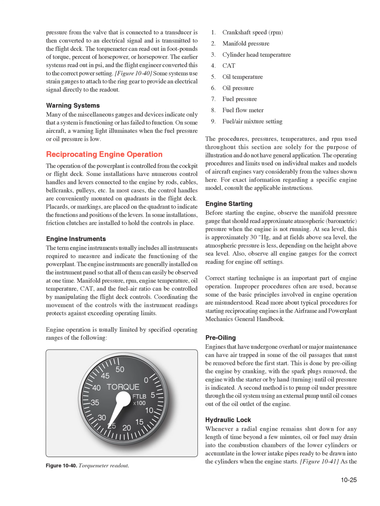The torque meter can read out in foot-pounds of torque, % of horsepower, or horsepower. The earlier systems read out in psi, and the flight engineer converted this to the correct power setting. In figure 1040, some systems use strain gauges attached to the ring gear to provide an electrical signal directly to the readout. Warning systems. Many of the miscellaneous gauges and devices indicate only that a system is functioning or has failed to function. On some aircraft, a warning light illuminates when the fuel pressure or oil pressure is low.